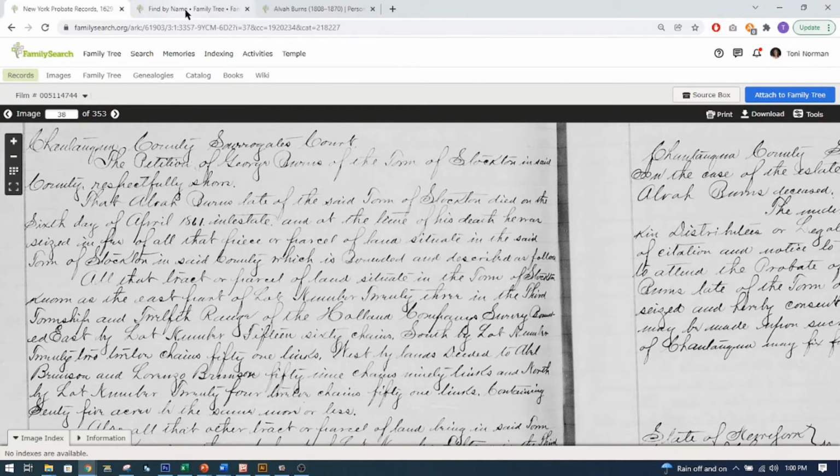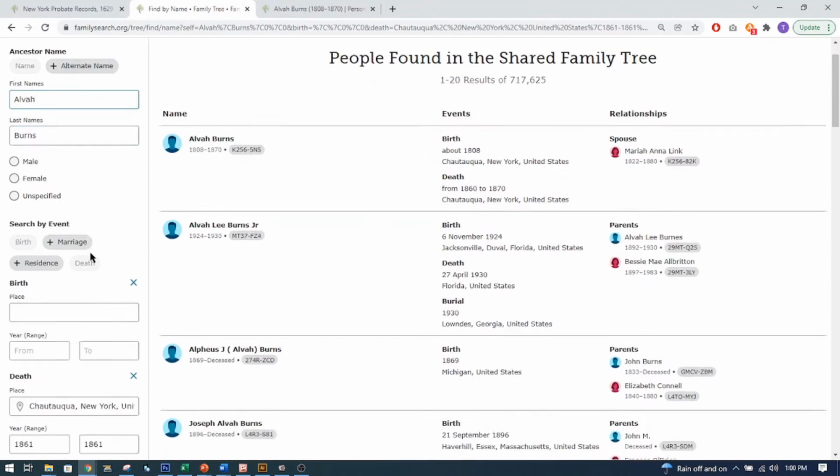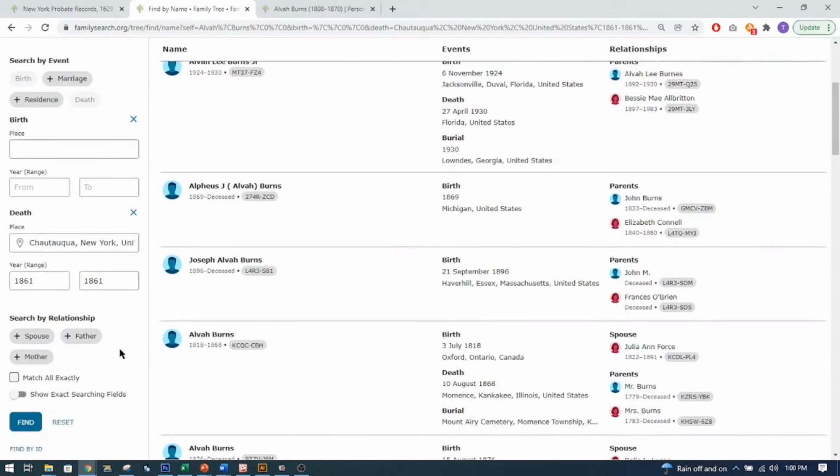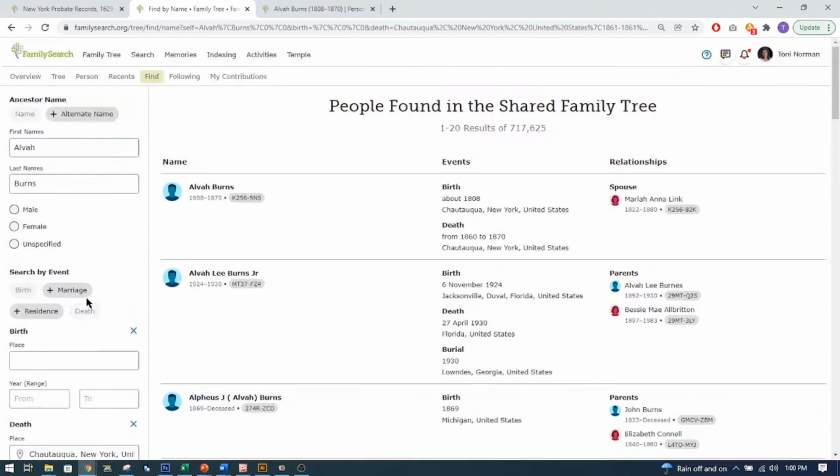So I went and I typed in Alva Burns, and I put in this county. Actually, I had something different in there the first time, not sure what I had. Oh, well, 1861, because I knew he died in 1861. And this came up, Alva Burns, 1880 to 1870. And when you look over here, it says 1860 to 1870.